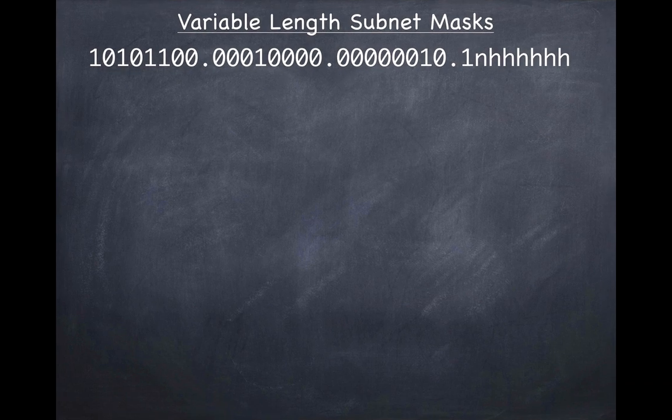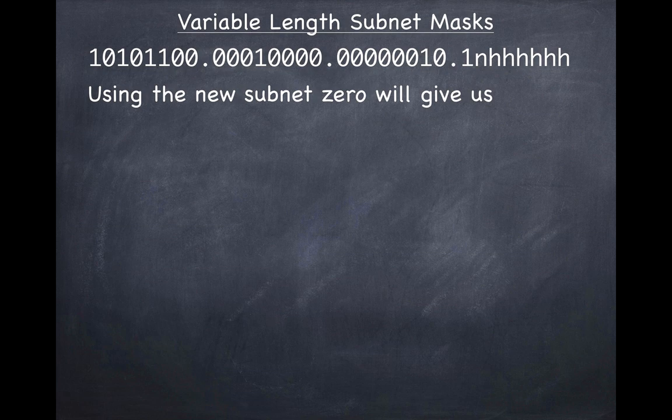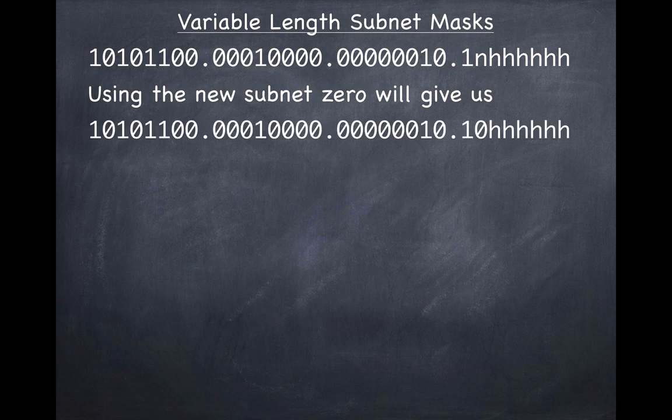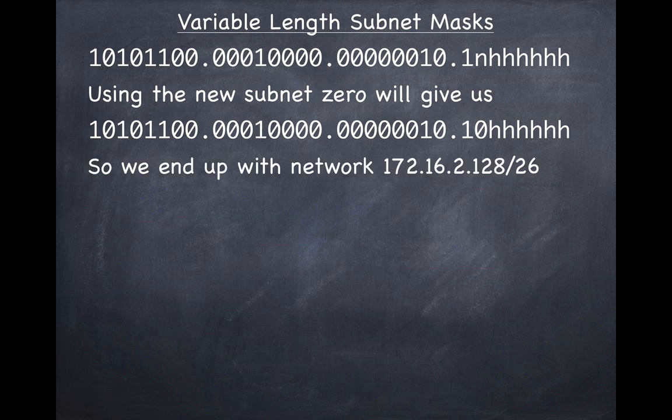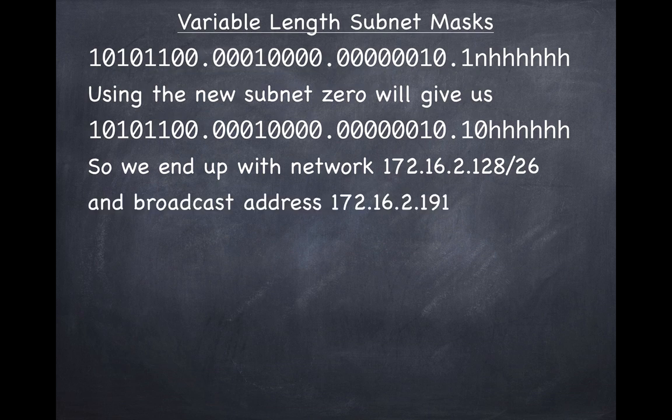So if we carry that to the top of the next page and ask what the new subnet 0 is, that's by setting the one network bit to 0, which is what we have here. So that's our network address, which is 2.128. Again, we determined on the previous slide that it's a /26. If we set the 6 host bits to 1, we end up with 2.191.